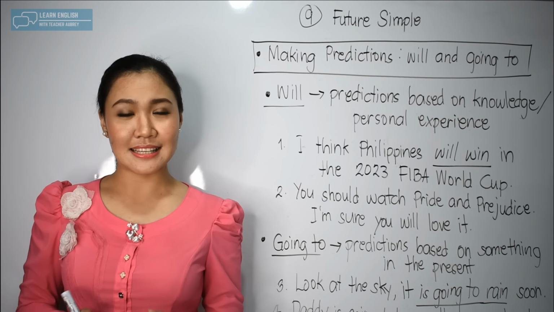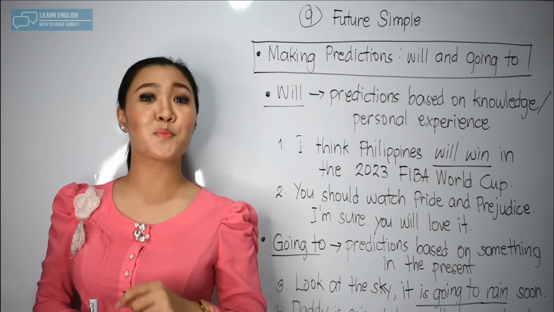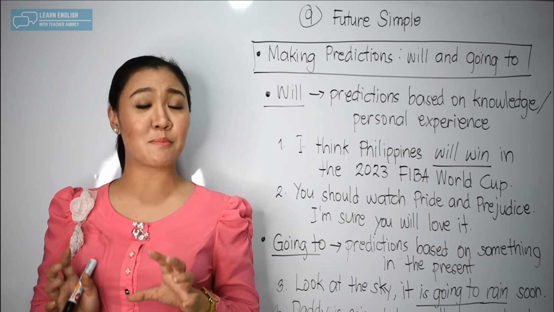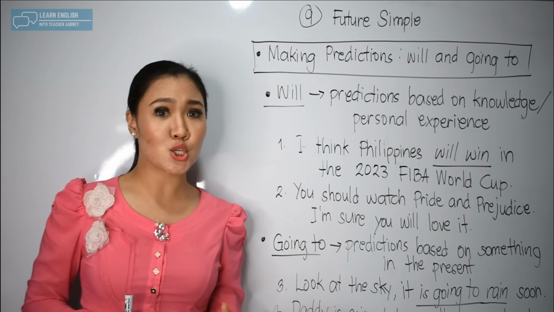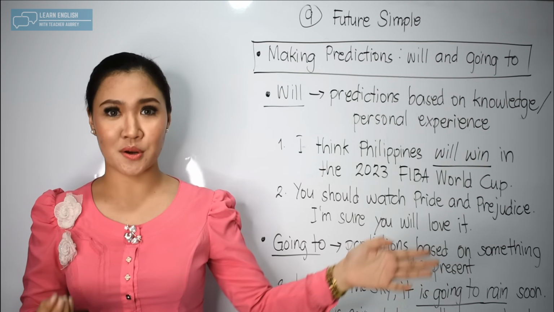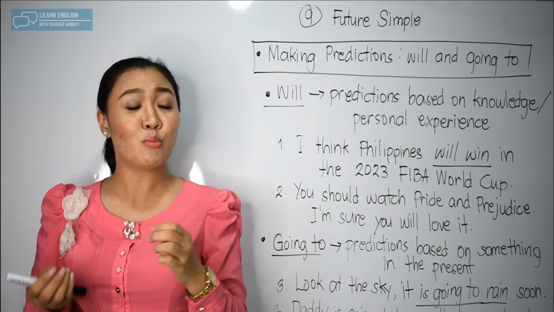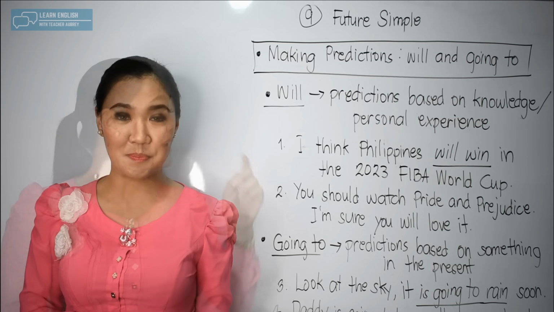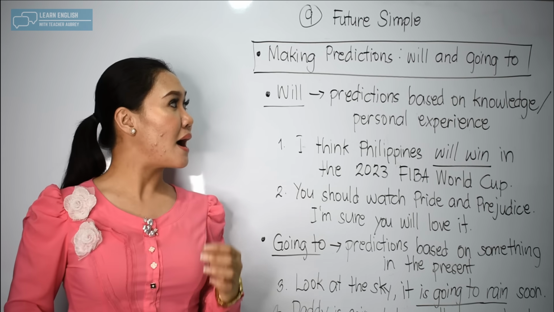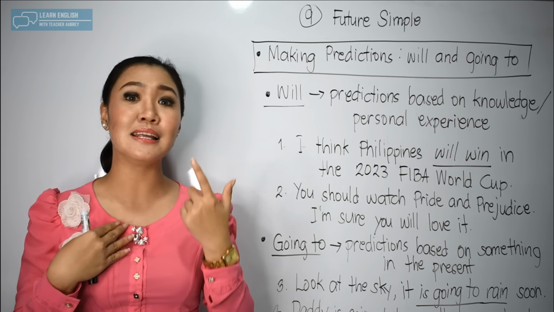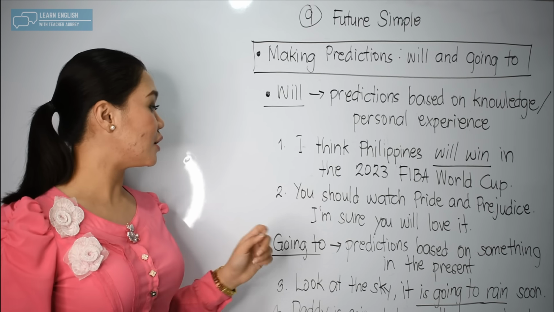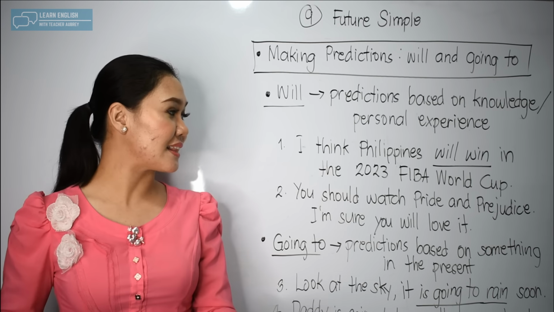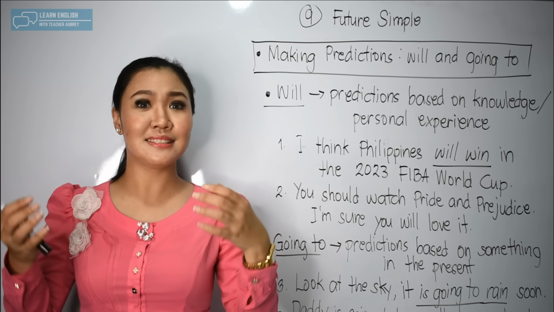Understand? Lastly, ginagamit din natin ang future simple tense in making predictions. And in making predictions, ang ginagamit nating form ay ang will and going to. Pero mayroon silang pagkakaiba, alamin natin. Ginagamit ang will for predictions based on knowledge or personal experience. Pag sinabi nating prediction, yung makikita mong mangyayari sa hinaharap. Or ang termino natin sa Pilipino ay yung hinuhulaan mong mangyayari sa hinaharap. Will ang gagamitin kapag yung sa palagay mong mangyayari sa hinaharap ay batay sa nalalaman mo, o kaya naman, batay sa sarili mong karanasan. Sa kabilang banda, ginagamit naman natin ang going to kapag yung prediction ay nakabatay sa isang bagay na nangyayari sa kasalukuyan.